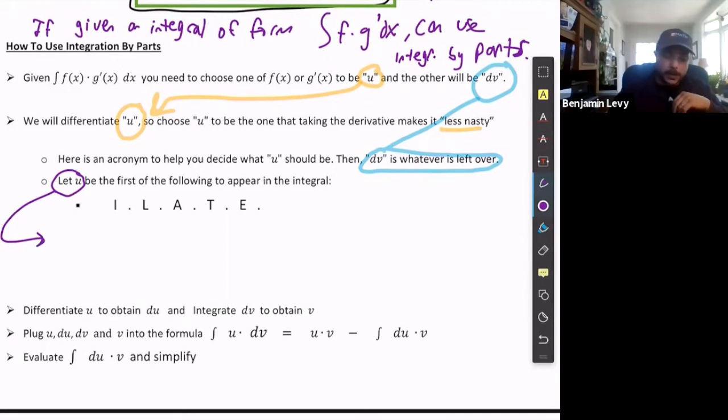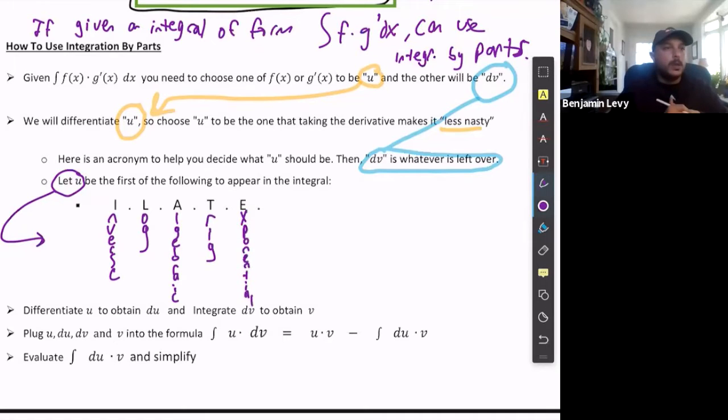So I stands for inverse, L stands for logarithms, A stands for algebraic. What we mean by algebraic is polynomials. T stands for trig functions, and E stands for exponentials. And so when we choose u, we just say, do I have an inverse? Yes or no. If the answer is no, go on to the next one. You just keep saying no until you say yes, and that's u.